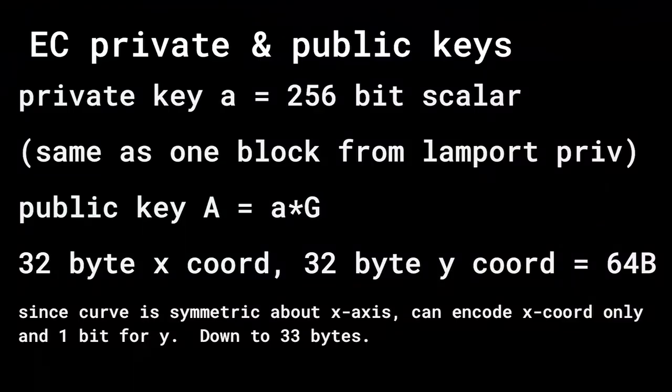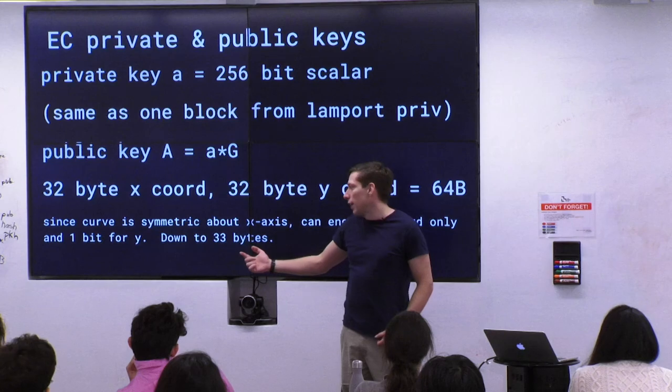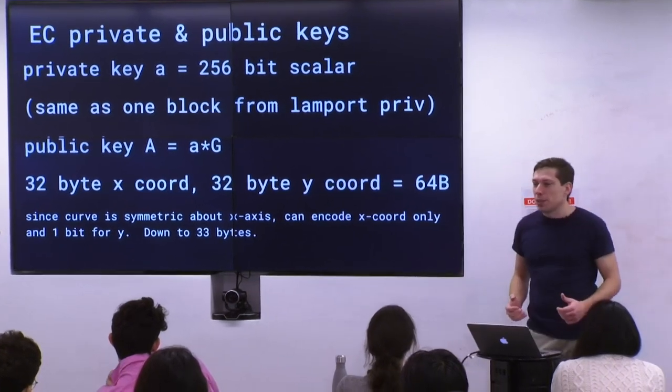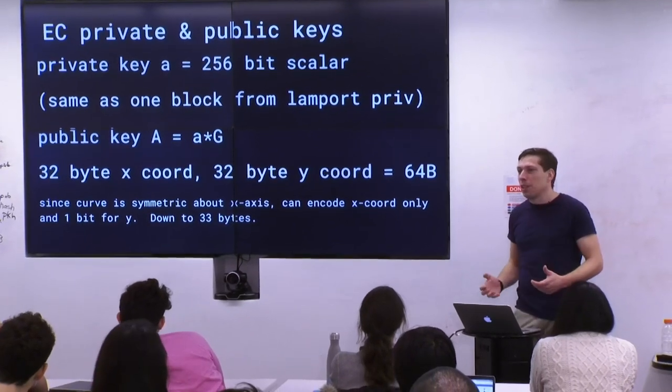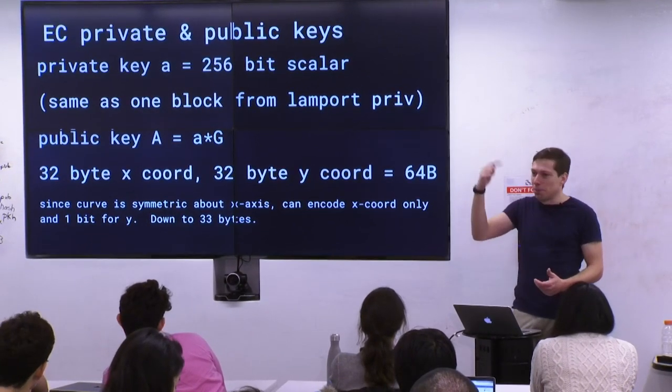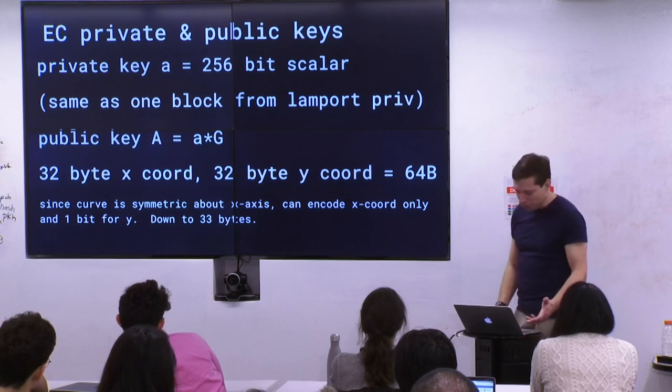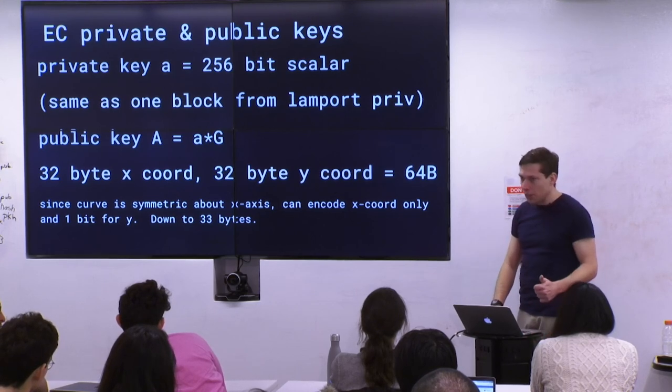Right. So you can encode the x coordinate only and one bit for y, and then you're down to 33 bytes. It's a little annoying because one of those bytes is going to be mostly empty and just have one bit in it for up or down, but whatever. So you can do that. And that's also really cool. Okay, any questions so far?